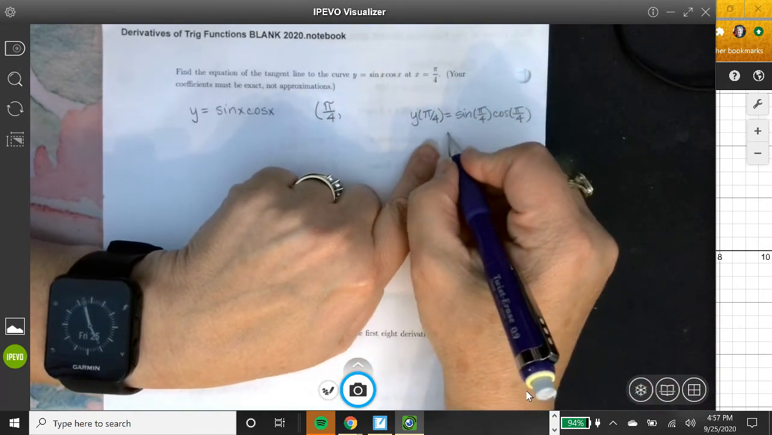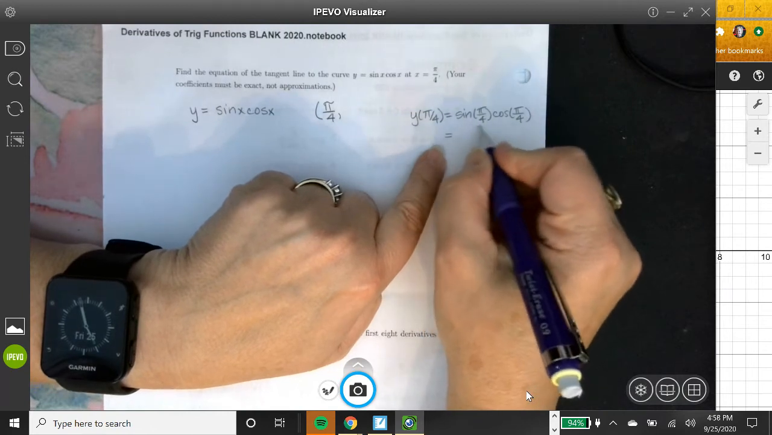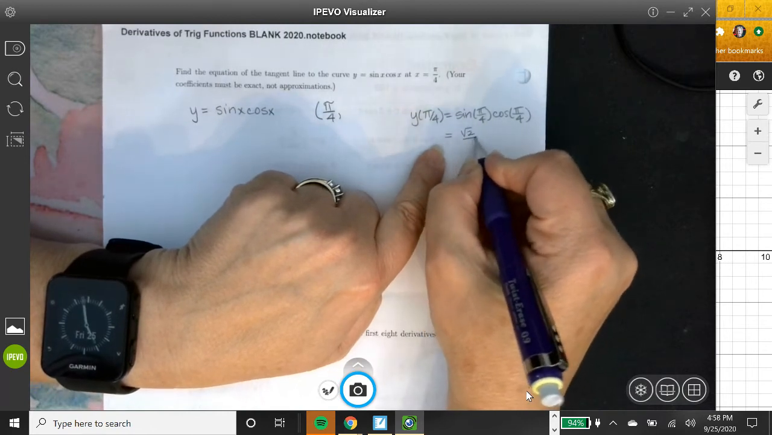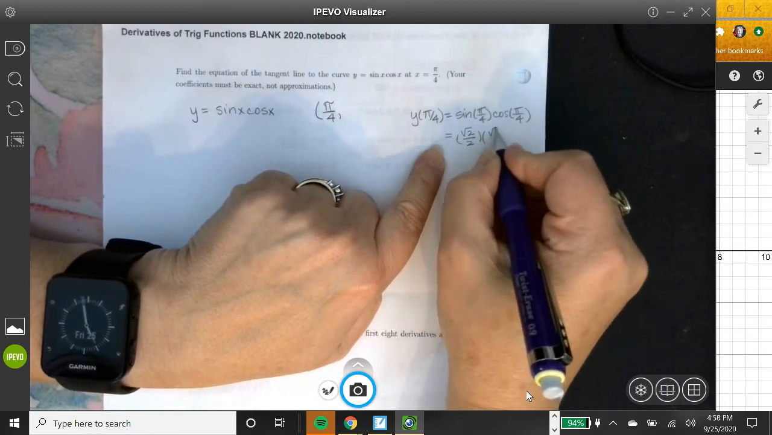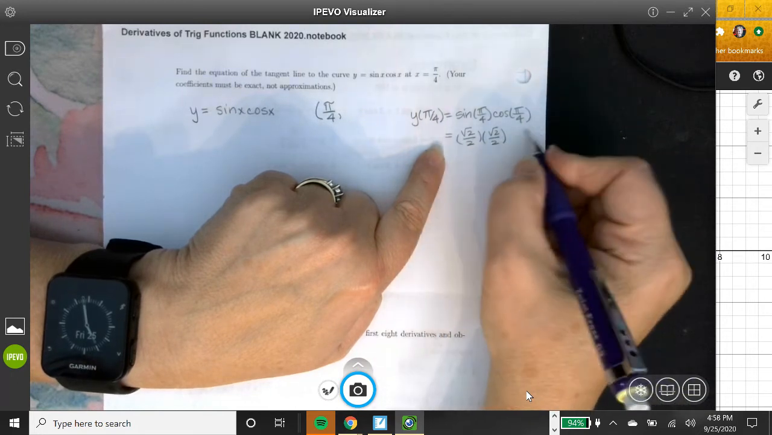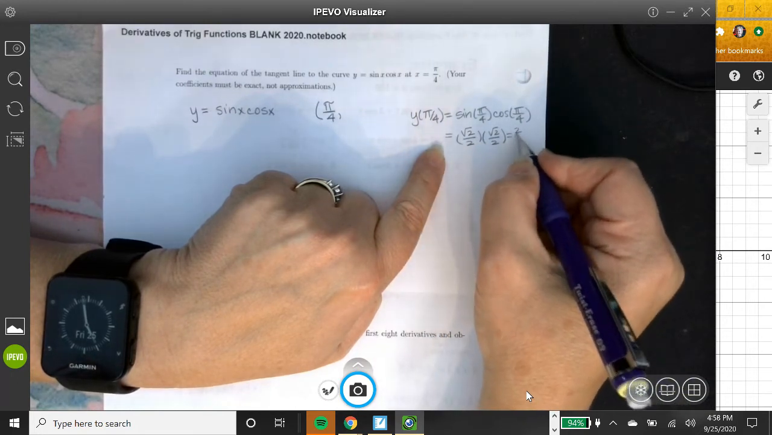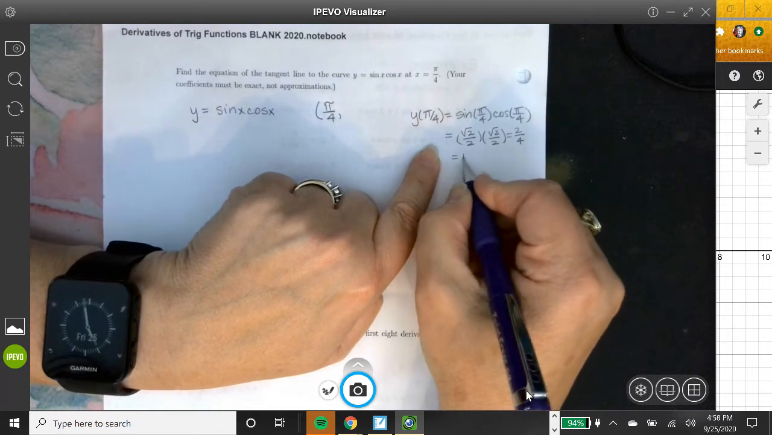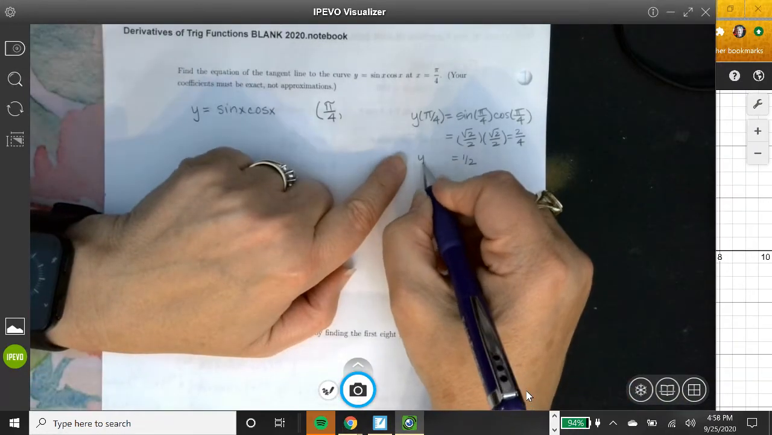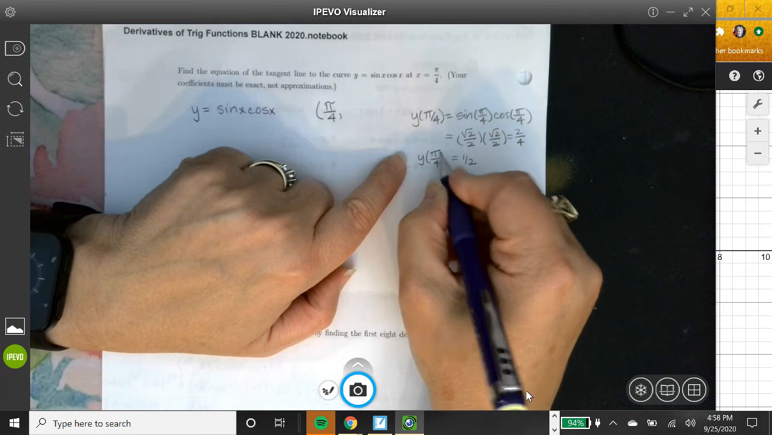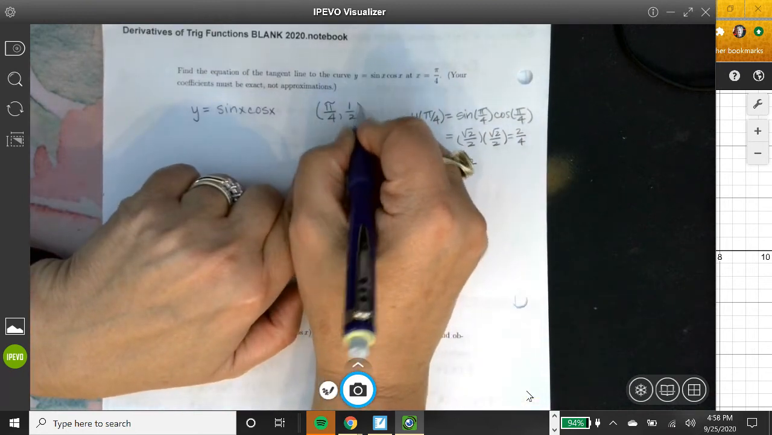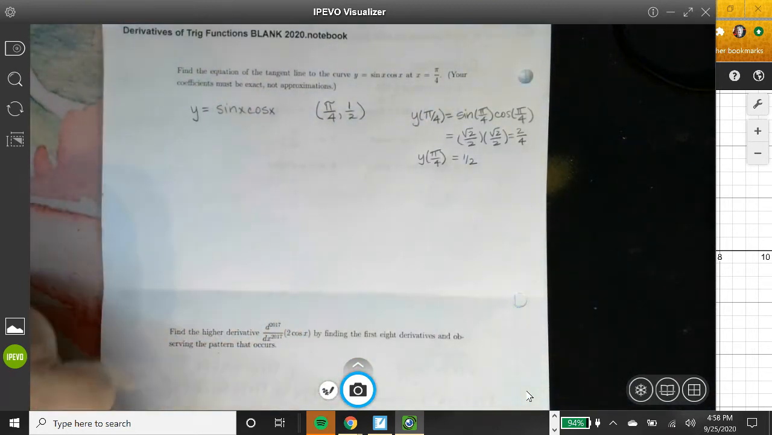And I know this is a trig value that everybody's most familiar with. It's root 2 over 2, root 2 over 2. And if you simplify that, that's 2 over 4, which is equal to 1/2. So the other part of the point is 1/2. So we're going to put that right here. So I have half of what I need.